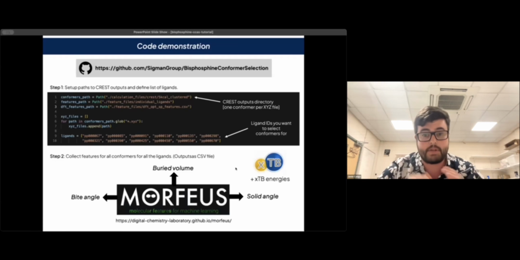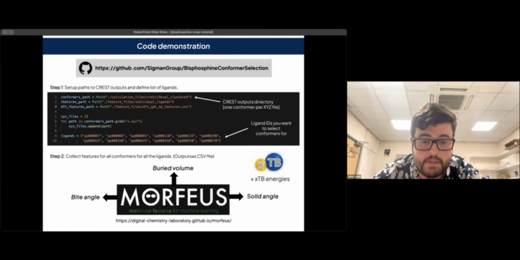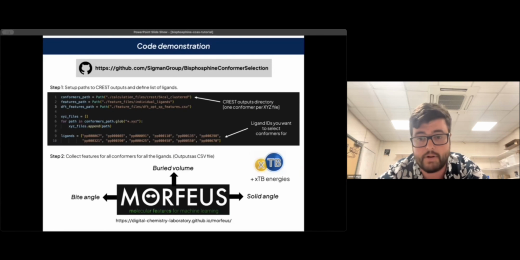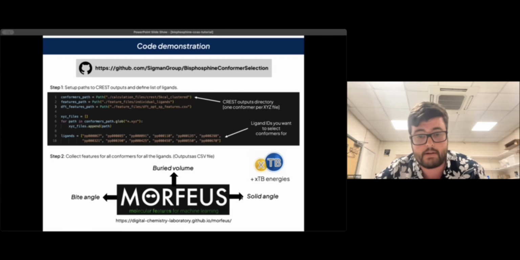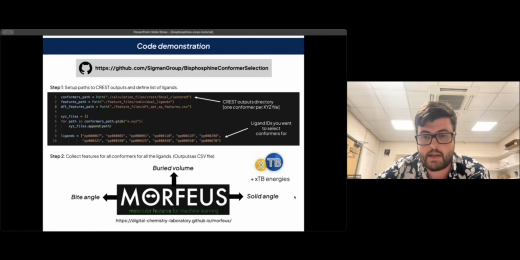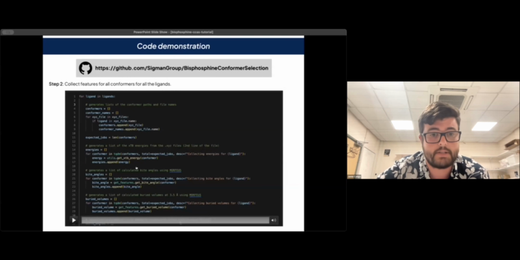To generate our features, we're using the Morfeus Python package to collect bite angle, buried volume, and solid angle. But essentially, you can use whatever package you want, as long as you can calculate the feature, you can put it into this workflow. We also calculate the xTB energy as well. This is pretty fast. So this is how it's set up.